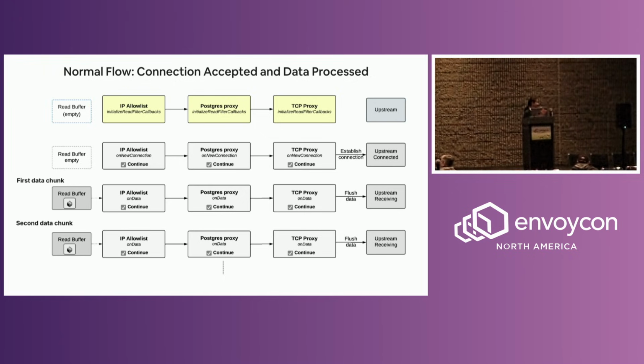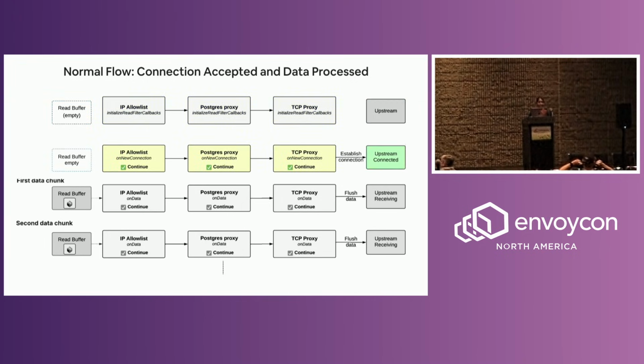To start with, the read buffer is empty, and at the start of the network filter chain iteration, all the three methods in all the three filters are initialized. Well and good. Next is the on new connection, and all the three filters, in this case, return continue, meaning that they have done whatever they needed to do. And when the on new connection hits, the TCP proxy establishes the connection to the upstream.